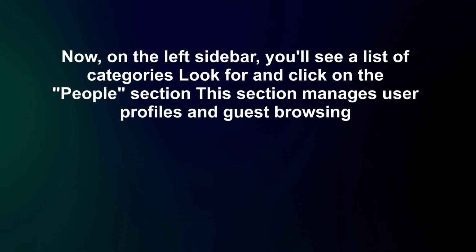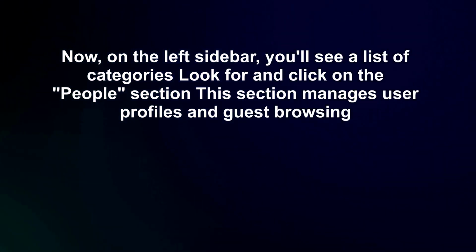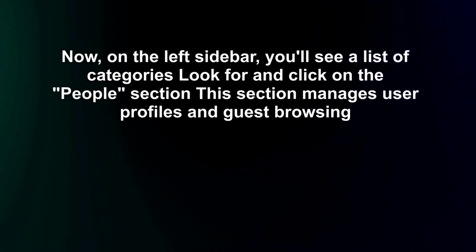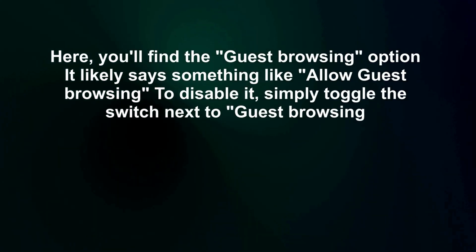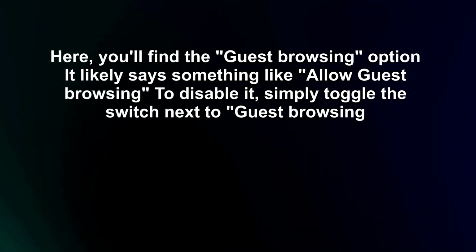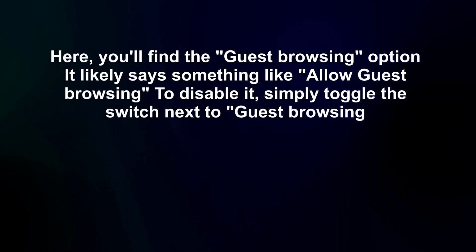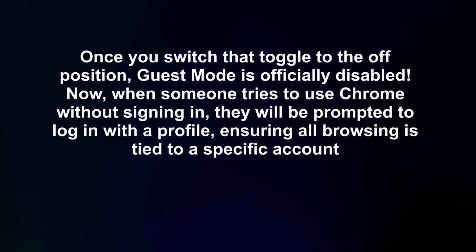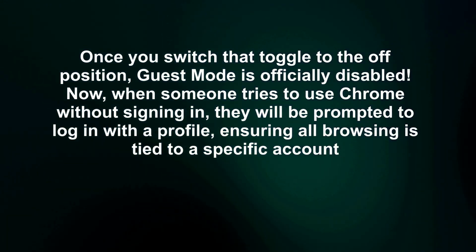Now, on the left sidebar, you'll see a list of categories. Look for and click on the People section. This section manages user profiles and guest browsing. Here, you'll find the guest browsing option. It likely says something like Allow guest browsing. To disable it, simply toggle the switch next to guest browsing. Once you switch that toggle to the off position, guest mode is officially disabled.